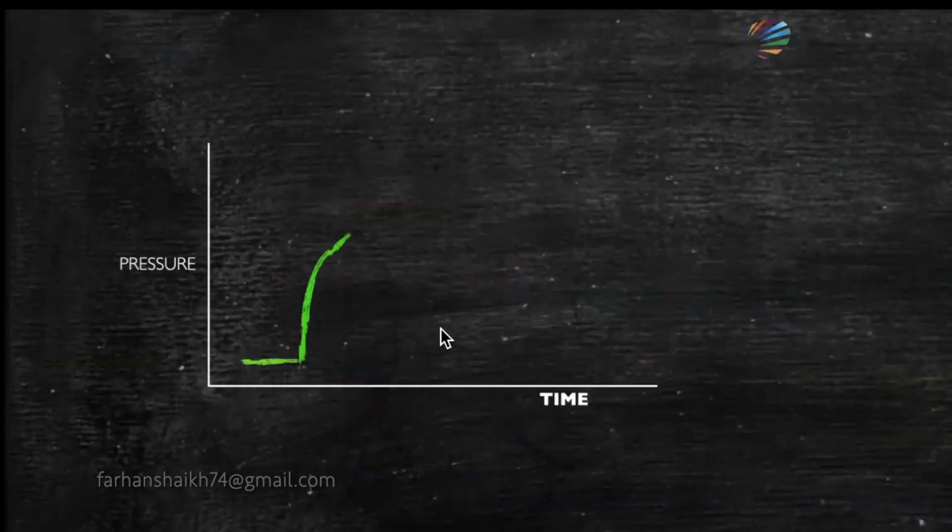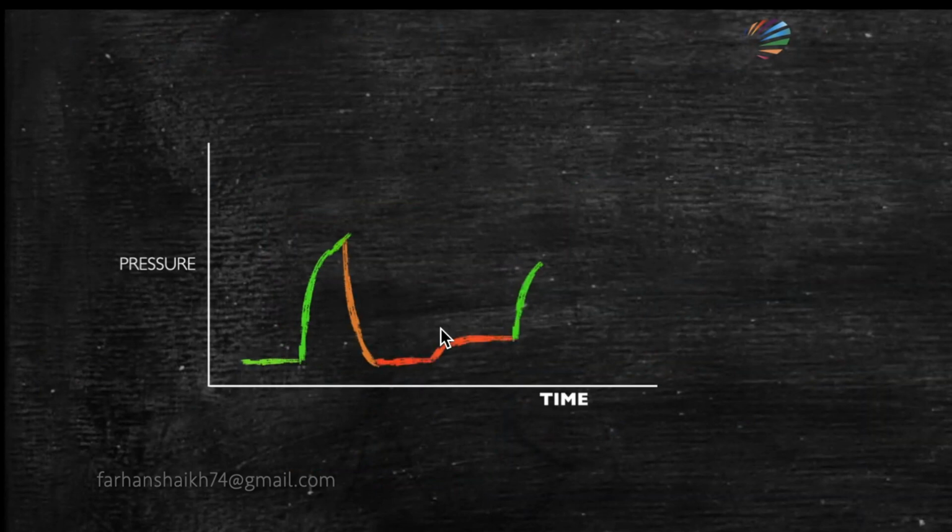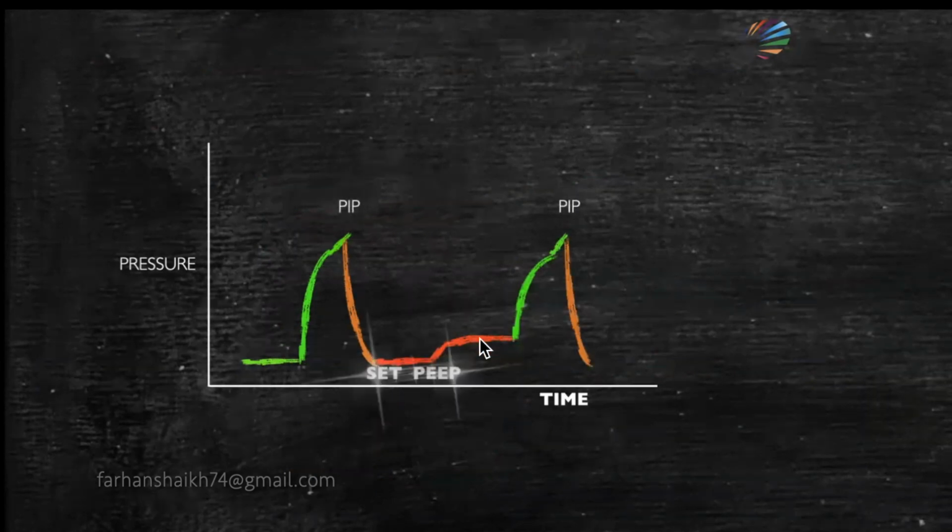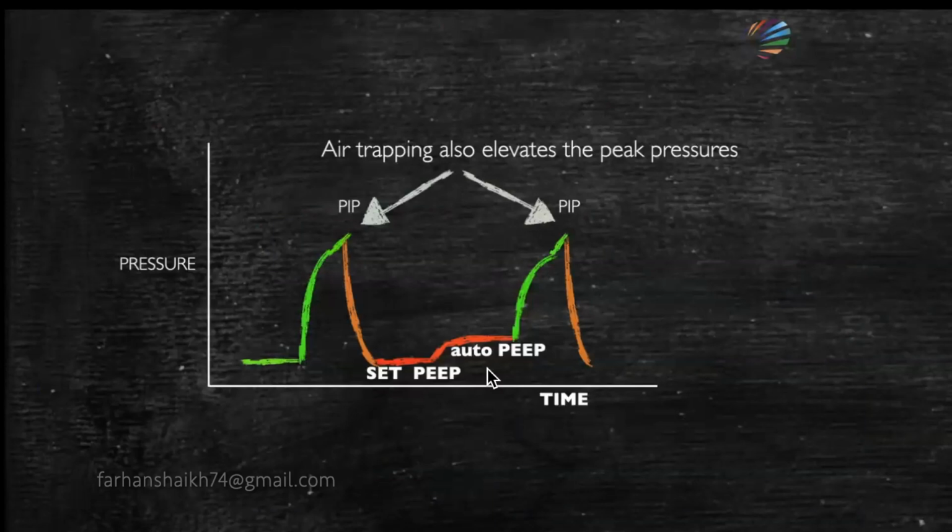So how to measure the auto PEEP? When there is a pressure time scalar, when you apply an expiratory hold, you will see a PEEP which is above the set PEEP, and this extra PEEP above the set PEEP is called auto PEEP or intrinsic PEEP.